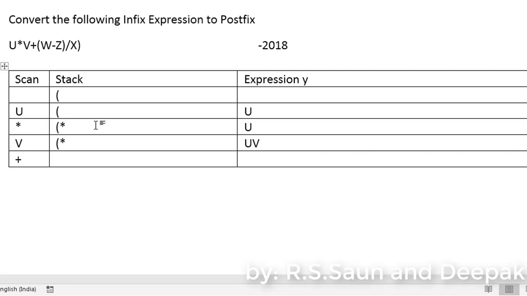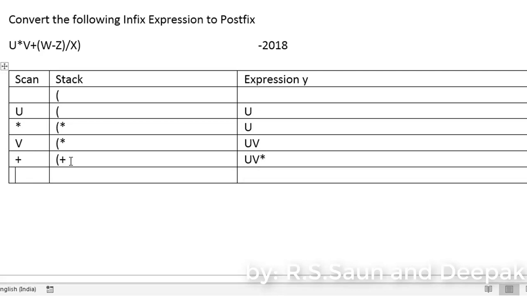Then we have a plus, and so it is an operator, so you have to repeatedly pop all the elements which have a higher precedence than this plus. Multiplication has higher precedence, so you have to pop this element and uv multiplication will be your expression, right? Any confusion in this? Let us recall it. Plus is an operator which has lower precedence than the multiplication, so your multiplication goes to the expression and your plus is pushed to the stack, right?